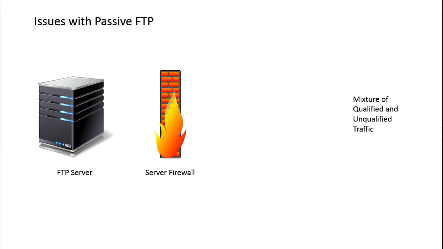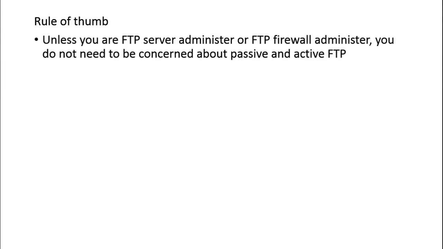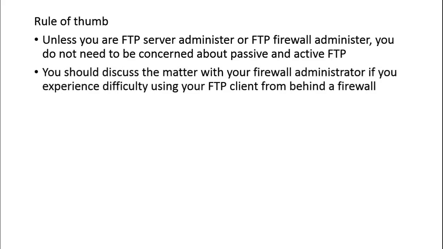But it creates other problems, notably where FTP server security is concerned. The server must listen on a large number of ports. This requires the firewall to let a lot of unqualified traffic through. Most firewall administrators don't like this. As a rule, you don't need to be concerned about passive and active FTP unless you administer an FTP server or a firewall. If you experience difficulty using your FTP client from behind a firewall, this is likely the reason. Perhaps you should discuss the matter with your firewall administrator.